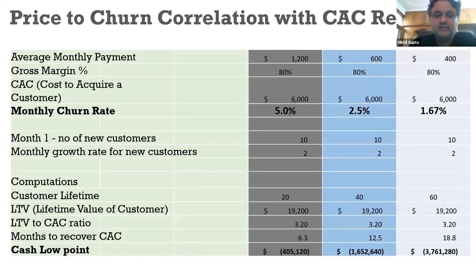And there's another thing. Let's say your churn rate is higher, but you are able to charge more. Instead of 600, you're able to charge 1200. You will recover that money, cost of monthly recovery in 6.3 months. But why will anybody pay you more? They will only pay you more if you give 5x the value.